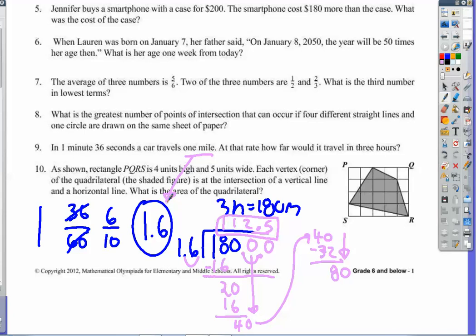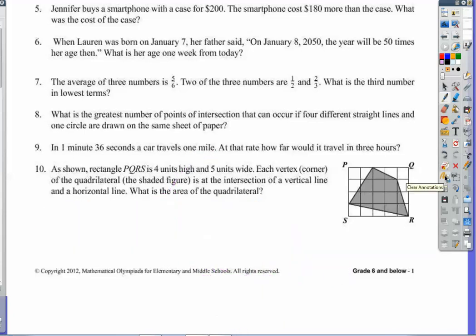All right, last question, and then we'll be done with this video. All right, as shown, rectangle PQRS is 4 units high and 5 units wide, and we see that on the grid, no problem. Each vertex, that is a corner, of the quadrilateral, quad meaning 4, lateral meaning side, so a quadrilateral is a 4-sided figure, and lo and behold, you have 4 sides. What is the area of the quadrilateral?